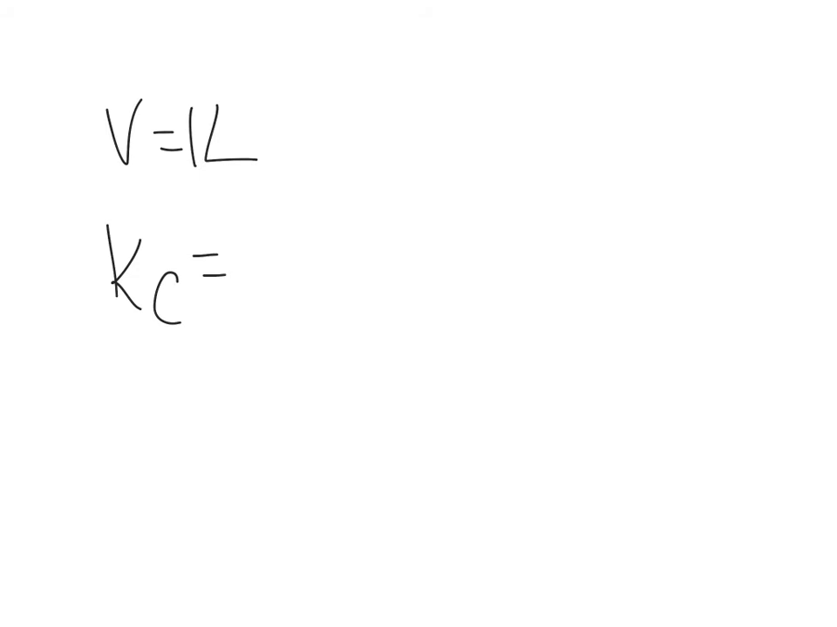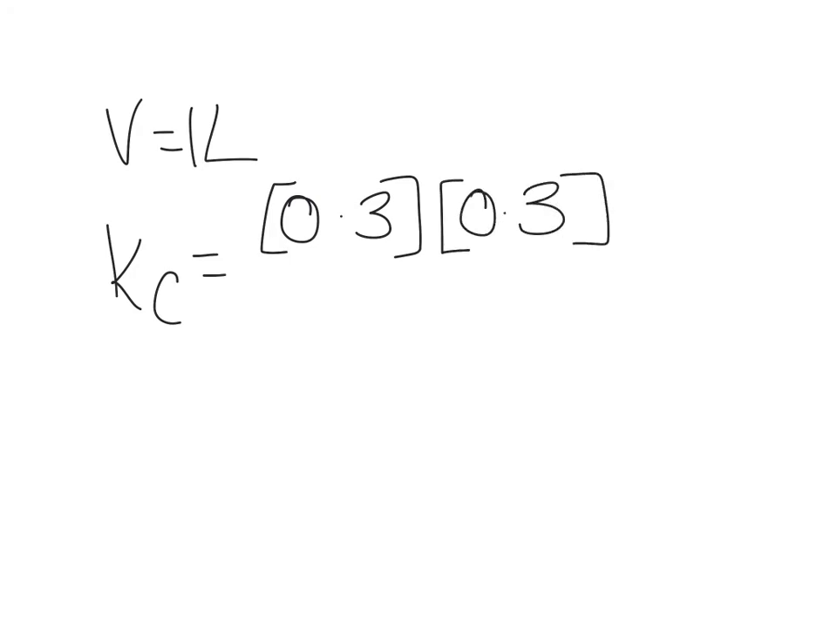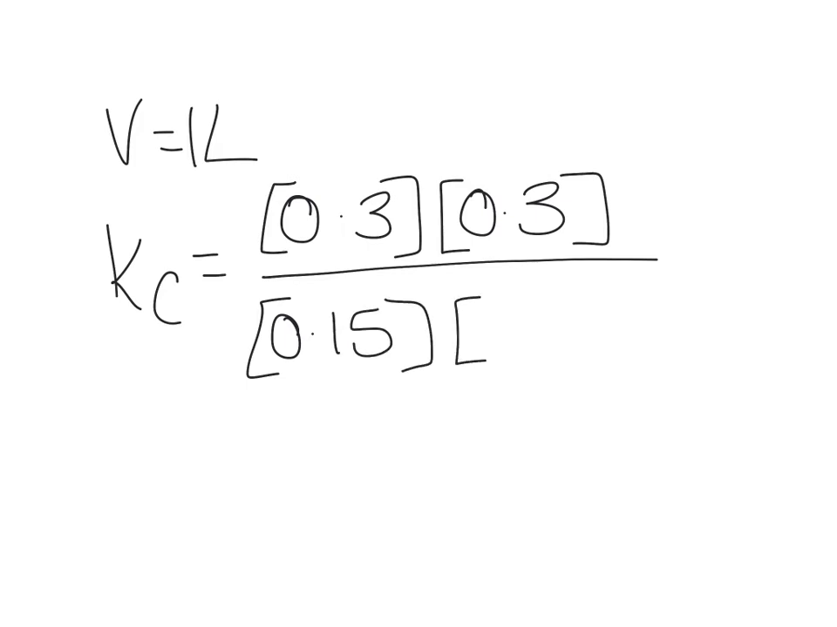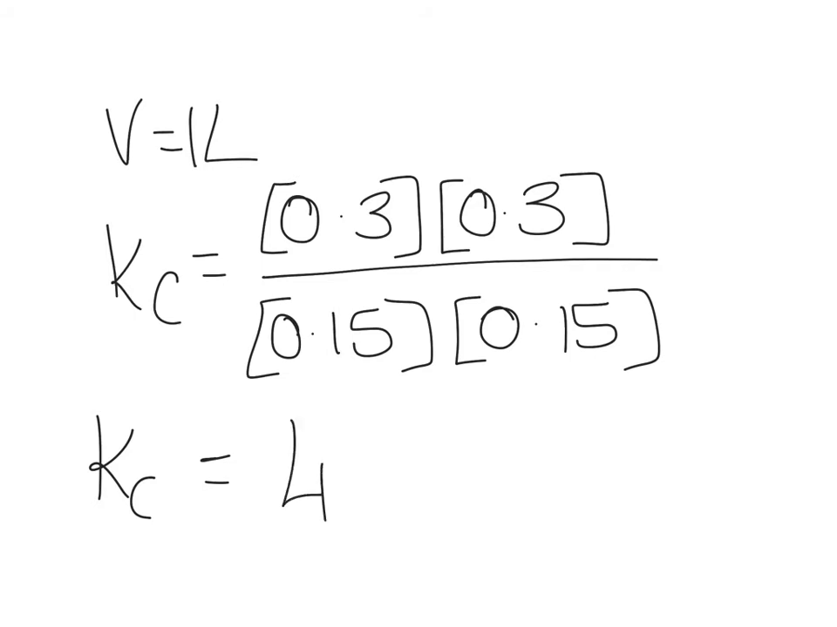Our value for ethyl ethanoate at equilibrium, 0.3, multiplied by our value for water at equilibrium, 0.3, all divided by my moles of ethanoic acid at equilibrium, which is 0.15, times the moles of my ethanol at equilibrium, which is also 0.15. Again, take your time putting these into the calculator. Go line by line if you're not comfortable with them, but when you work it all out, you should end up with a Kc value of 4.